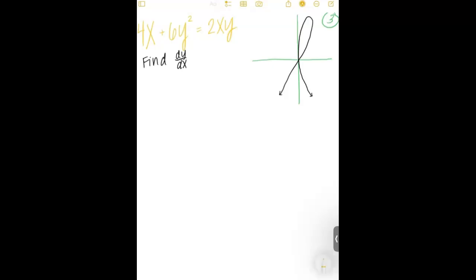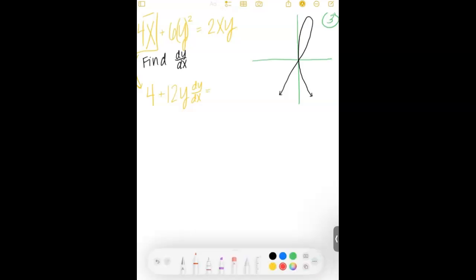So when we derive here, we just get 4. When we do this, notice I'm only putting the y in parentheses because it's y squared, not 6y squared. So when we drop our power, that becomes 12y to the first power, but the chain rule says derive by the inside, which is dy/dx.